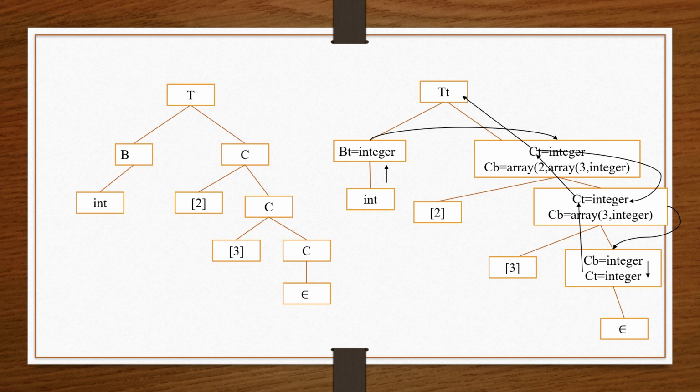So try to understand the grammar as well as the production rule, and it will be clear for you. First you construct the syntax tree and then you construct the syntax directed translation for array types. Thank you.